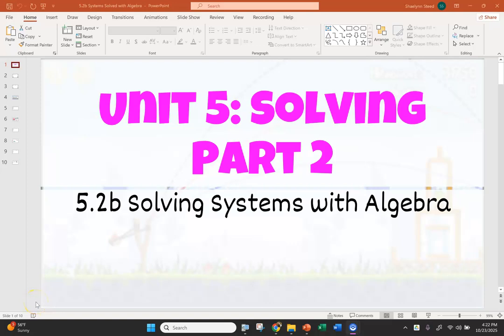Alright guys, we're back for part 2. This time we're not going to be able to use graphs because our y variable is going to be squared. So you can't just solve for y and graph it. So here we go. We are going to go over the 2 ways to algebraically solve systems.